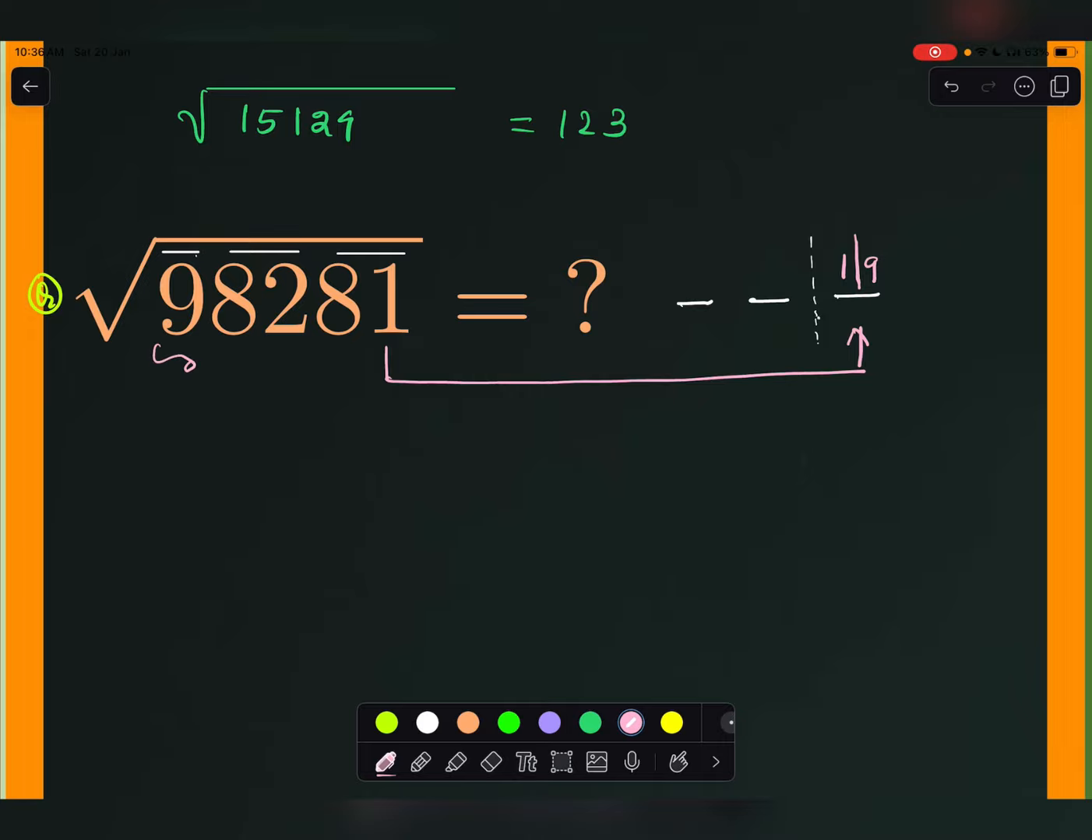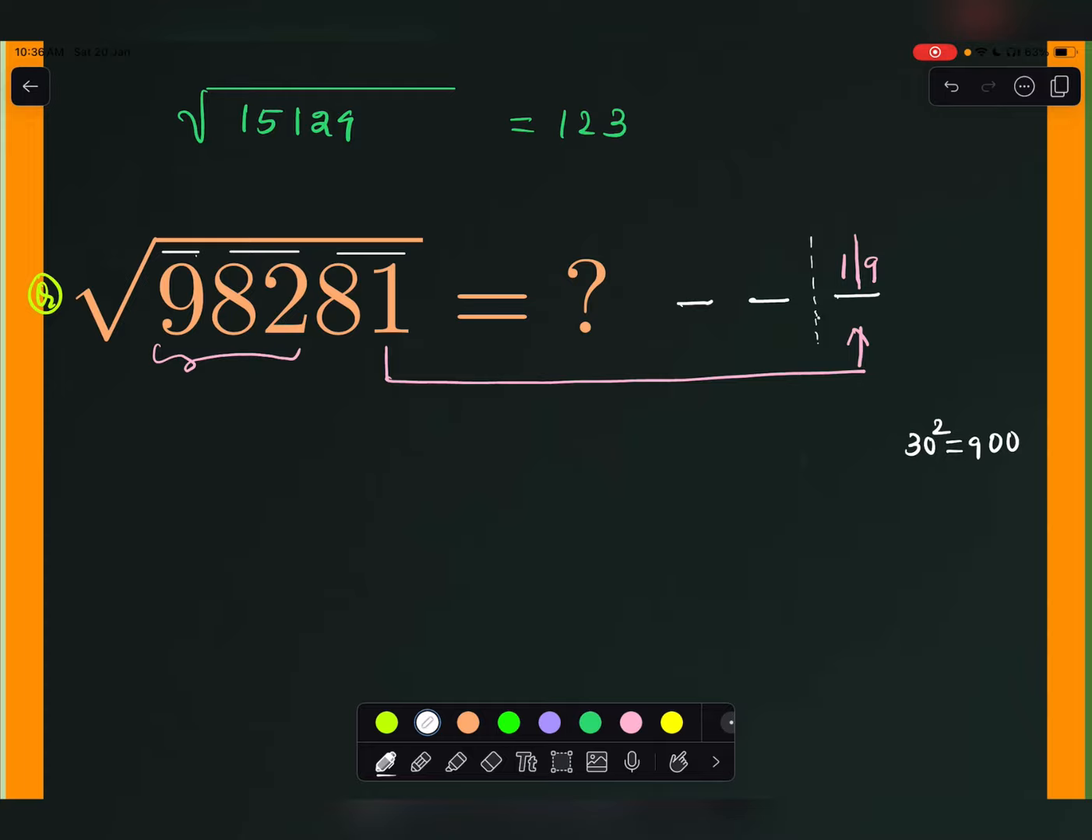So this part is completed. Now I'm taking this part, right? 982 is there. Tell the square of a number which is less than or equal to 982, right? We know 30 square value, how much? 3 square is 9, and one 0 becomes two zeros here. So 900 is there.